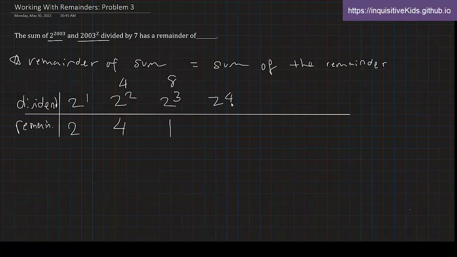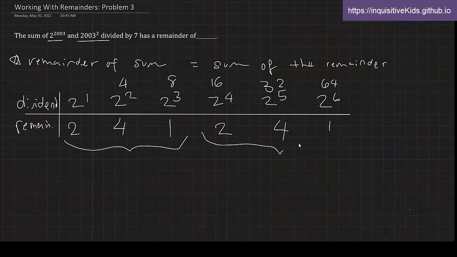2 to the fourth power would be 16. 16 divided by 7 has a remainder of 2. One more. 2 to the fifth power, 32. 32 divided by 7, well, 4 times 7 is 28, so it will have a remainder of 4. 2 to the sixth power, which is 64, will have a remainder of 1. As you can see, this is a pattern right here. It's 2, 4, 1, 2, 4, 1.